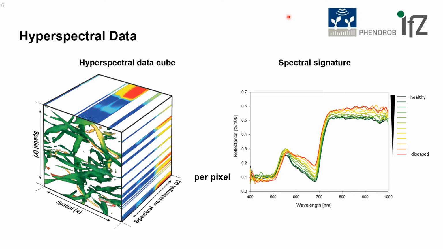But how are hyperspectral data composed? We have a three-dimensional data cube with two spatial dimensions, and additionally we obtain a spectral dimension here in the spectral axis. So with each image pixel, we obtain an entire spectral reflectance curve in the visible and in the near-infrared range, and sometimes even in the shortwave infrared range. And for each pixel, we obtain the information of a spectral signature, and this significantly changes depending on the health status of the object. For example, if the leaf is healthy or if the leaf is diseased.